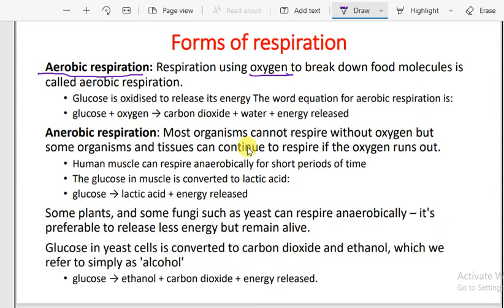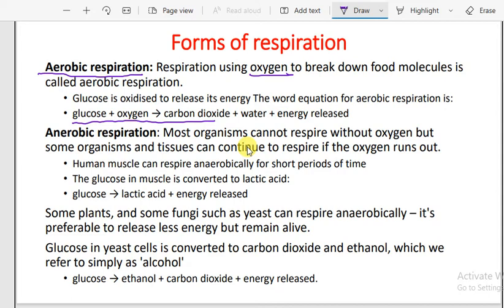The word equation for aerobic respiration is this. So you need to know this word equation. It comes out. So it is the opposite of photosynthesis. So glucose plus oxygen will give you carbon dioxide plus water. Now, while in photosynthesis it is carbon dioxide plus water that will give you glucose plus oxygen. That is in the use of oxygen.